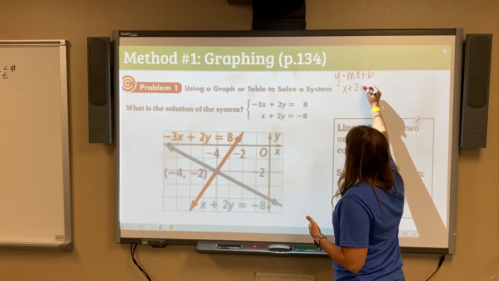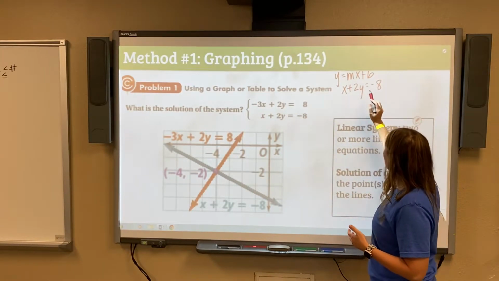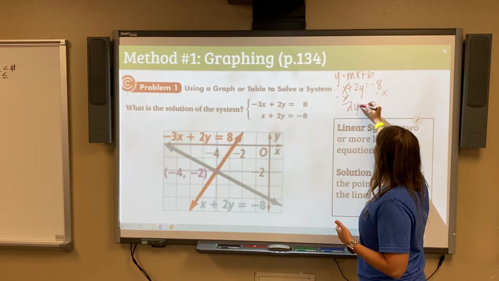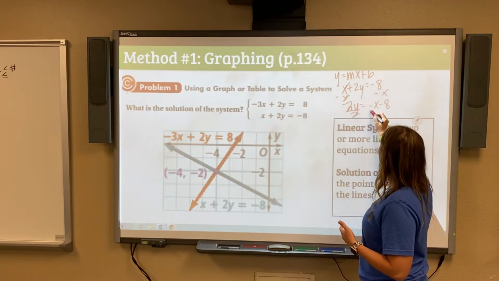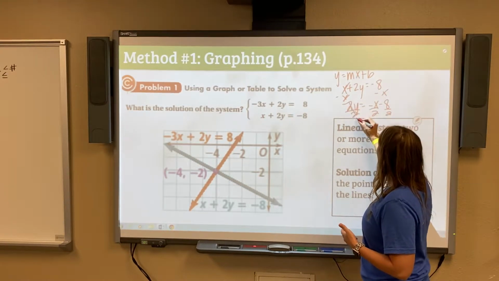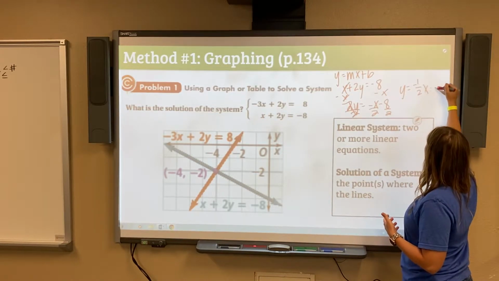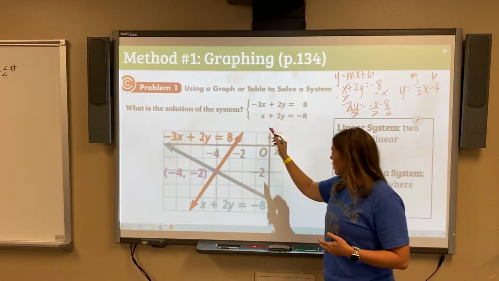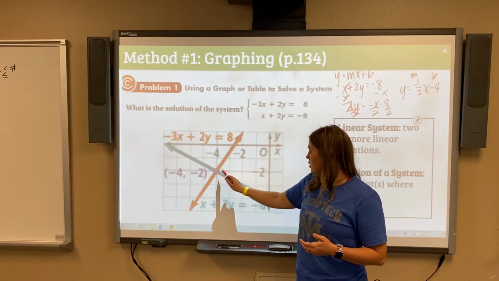x plus 2y is equal to negative 8. We're going to solve for y. Subtract x from both sides. We get 2y is equal to negative x minus 8, divided by 2. We get y is equal to negative 1/2 x minus 4. Here's your slope, here's your y-intercept. So we start at negative 4, and go up 1 over 2, negative, up 1 over 2, negative.